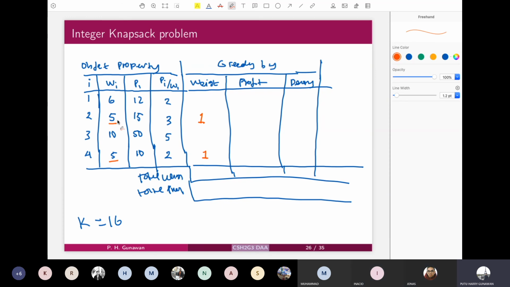So now how much total weight do I have? 10, right? And my knapsack is 16. That means I have 6 remaining. And luckily I found that 6 in this one. So then I can pick 6, and the remaining is 0. That means the total weight is 16.